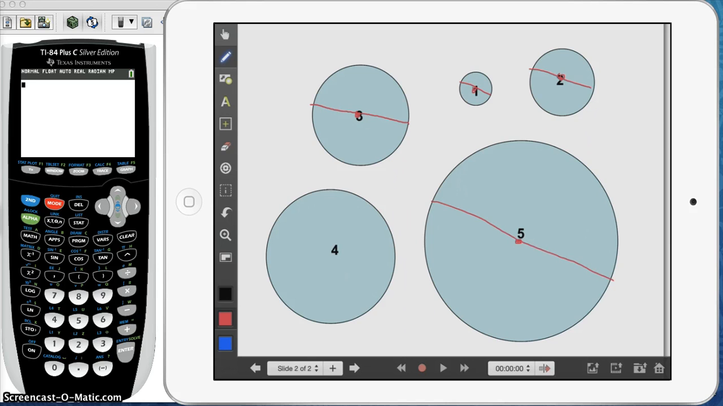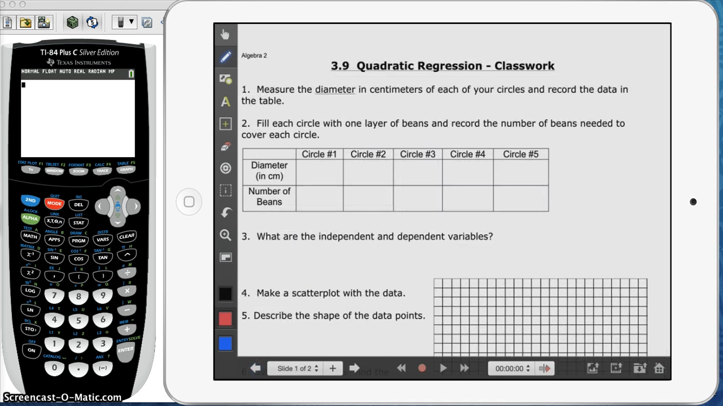So as you can see, the diameter does cut our circle in half. And what you need to do is use the ruler to measure the diameter in centimeters, not inches. Now, once you do that, you need to go back to your table and record the measurement that you get in here. So that's the first step, to measure the diameter in centimeters of each of your circles and to record the data in the table. Go ahead, take 2 minutes to do that.